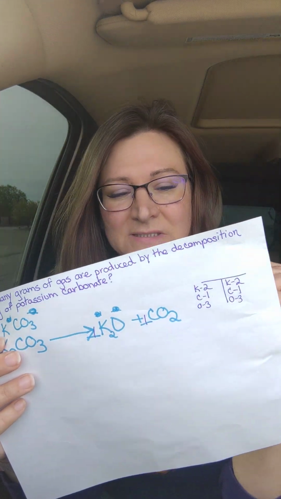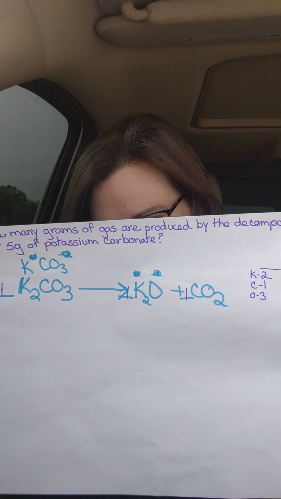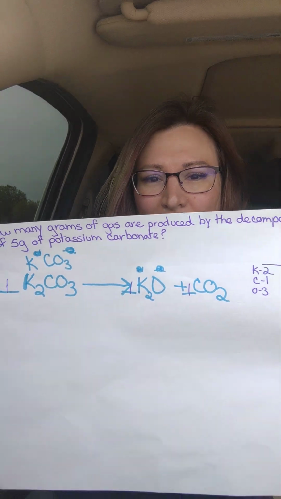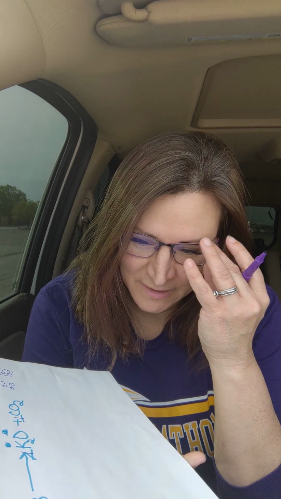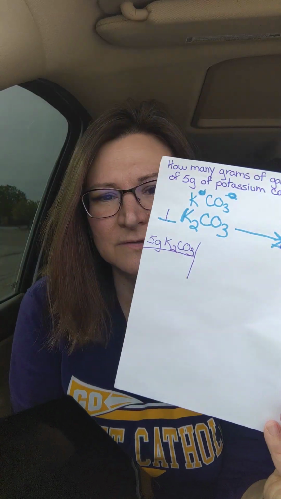Okay, so this is where we're going to do the math part of problem number 3. All right, so we know that we have 5 grams of potassium carbonate. Like I said, always start with what you know. So we know 5 grams of potassium carbonate. Remember, that's K2CO3. So that's how you start your equation.